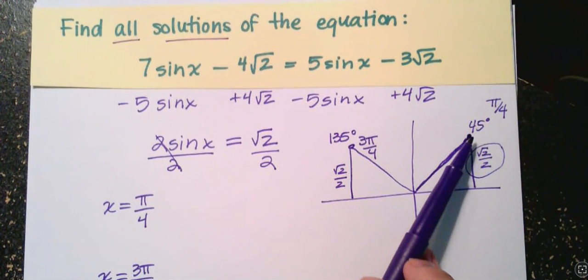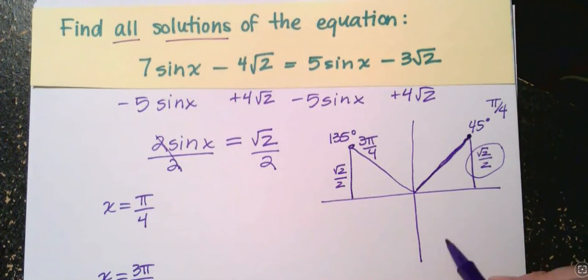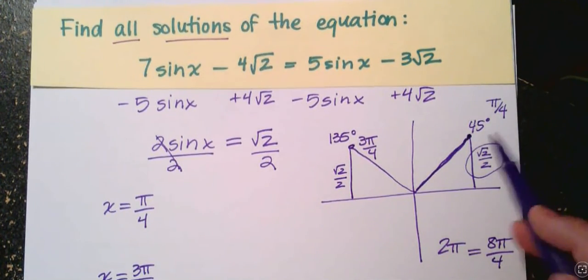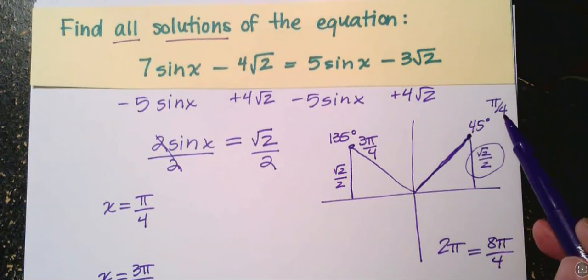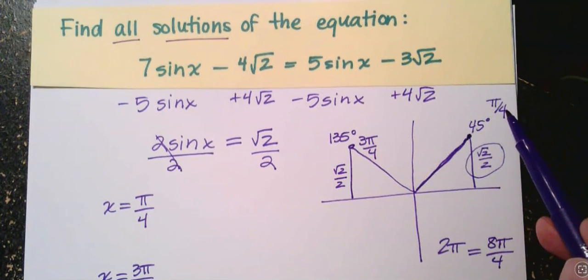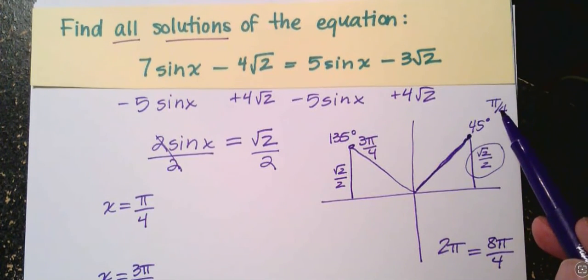Okay, I subtracted 8 over 4 pi, and the 8 over 4 comes from the fact that 2 pi is all the way around the circle, and if I want to write that with a 4 on the bottom, 8 over 4 is the same as 2. So pi over 4 minus 8 over 4 pi is negative 7 over 4 pi, or negative 7 pi over 4. Negative 15 pi over 4, negative 23 pi over 4, negative 31 pi over 4.